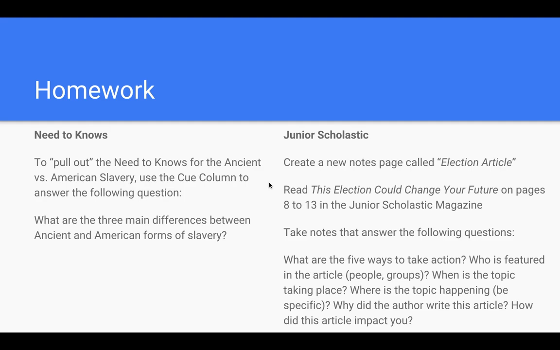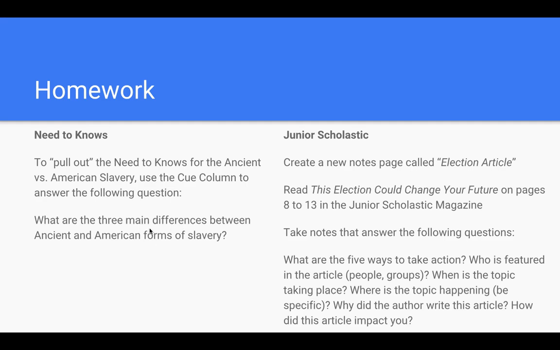Okay, your homework. Here it is specified, and after I'm done talking, you can pause to get this all written down. This will all be placed on Google Classroom. More than likely, it will be placed between 3:15 and 3:30 tonight or this afternoon. So, need to knows. So first, you're pulling out the need to knows for ancient versus American slavery. That was the table you made. Use the Q column to answer the following question. What are the 3 main differences between ancient and American forms of slavery?